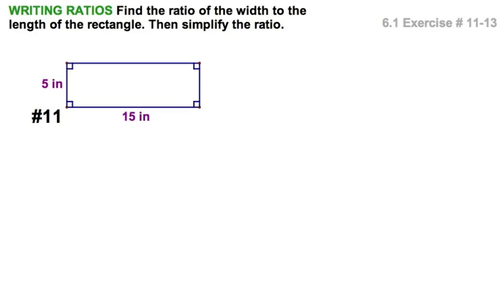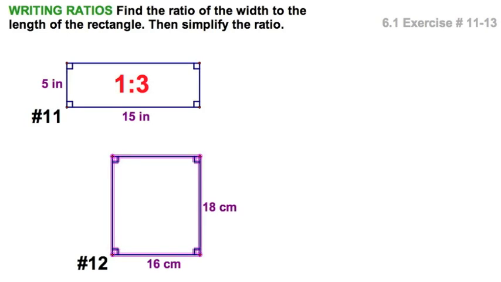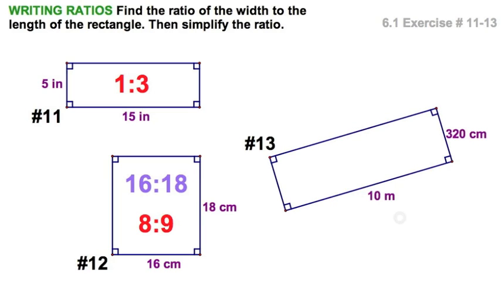Well, let's make sure we got our ratios down. I'm looking at this width to this length, 5 inches to 15 inches. Or, another way of saying that, 1 to 3. Simplified it on you. Easy. Well, number 12. See, that would be 16 to 18. 16 centimeters to 8 centimeters. And that simplifies to the ratio of 8 to 9. Still easy.